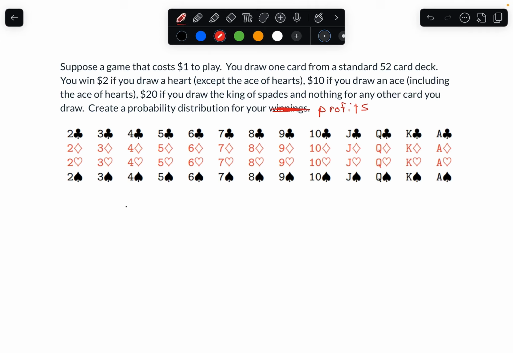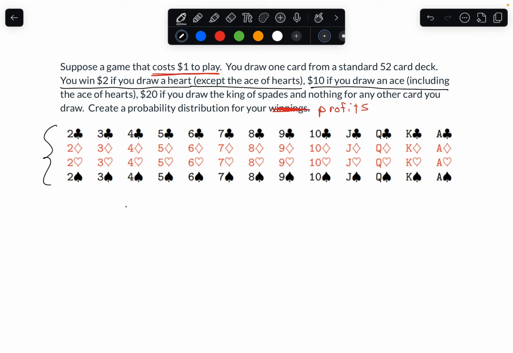So suppose that we have a game that costs $1 to play. That's going to be important for us down the line. You draw one card from a standard 52 card deck. Now I have all of the cards from a 52 card deck right here. We can use that if we're not totally familiar with a deck of cards. This says you win $2 if you draw a heart, with the exception of the ace of hearts, because that's going to have its own special rule.